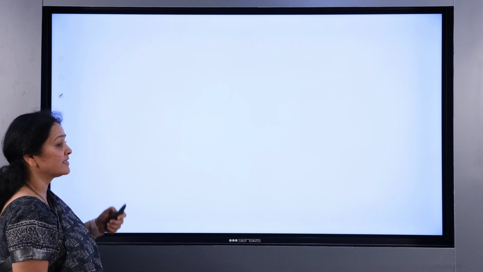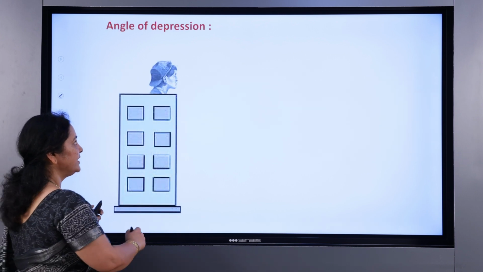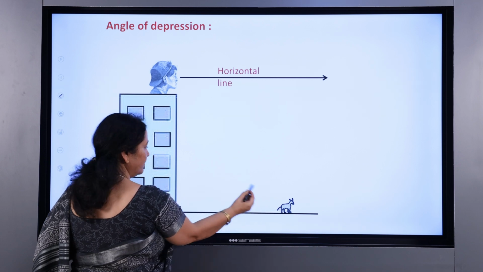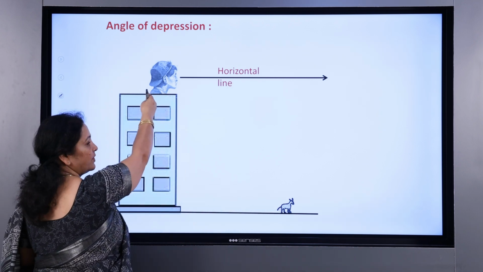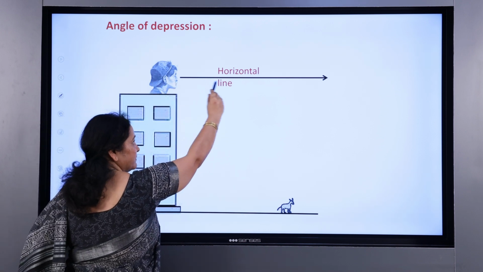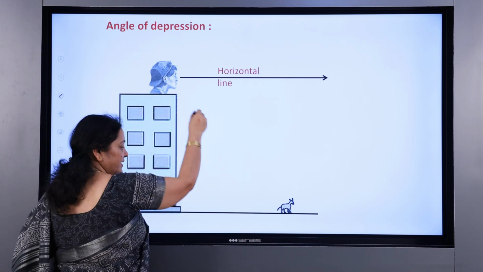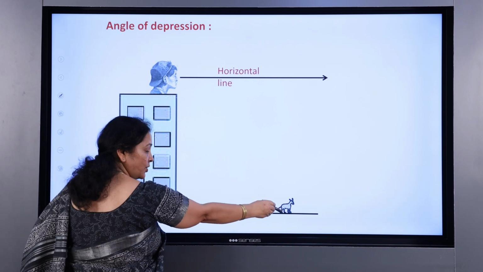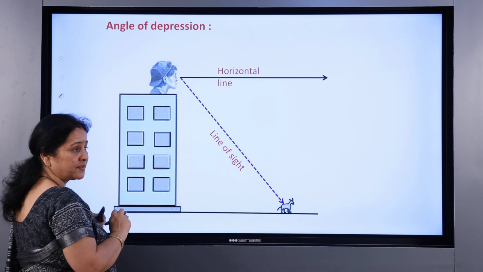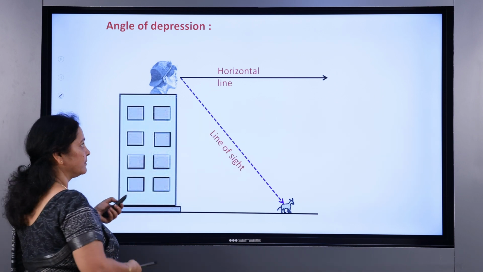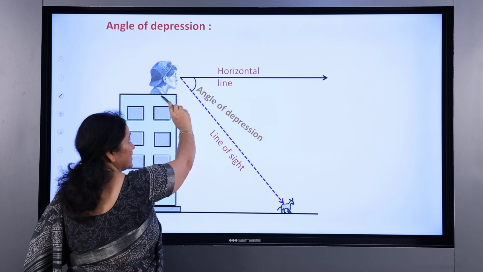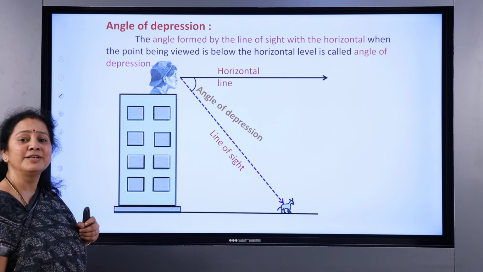Next, suppose the object is below the observer. So this is the horizontal and the object is on the ground. Here, as we see, the person is standing on a building. Assume it that way. From the eye of the observer, that's the horizontal line. From there, he is observing an object which is on the ground. The line joining the object and the eye is the line of sight. The object is below the observer, so this angle made by the line of sight with the horizontal is called the angle of depression.